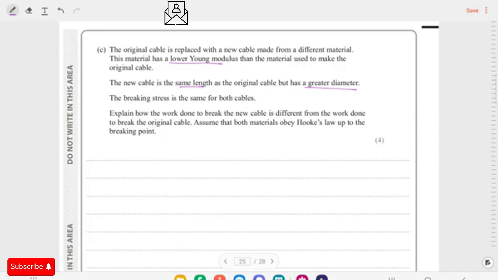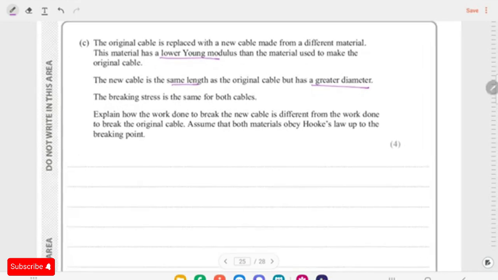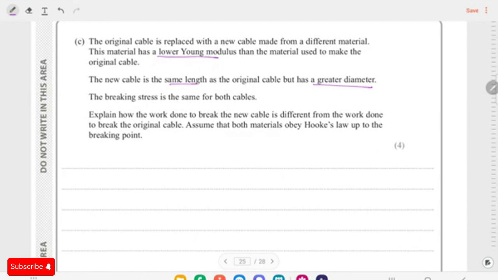Over here, if you focus on the diameter, it indicates the radius, and again it indicates the area, right? So if you focus on work done over here, let's just write the equation for Young modulus, stress and strain. For Young modulus, this equation is actually force over area, divided by extension over length, right?